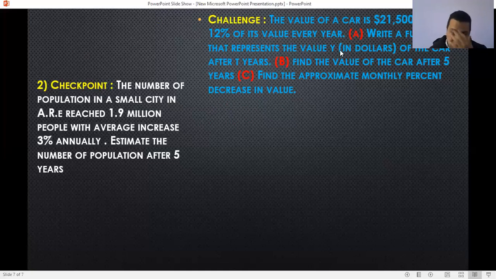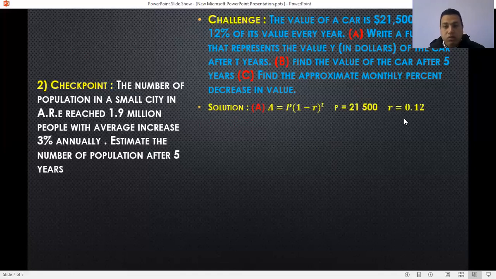In this example, I'm going to talk to you about how to solve it. Do we have an increasing or decreasing rate, decay or growth? Yes, we have decay. Why? As in this example, we have a loss. It loses 12%. Then I'm going to use the other formula, which is A equals P times 1 minus r all to the power t. And the initial value of this car is 21,500.